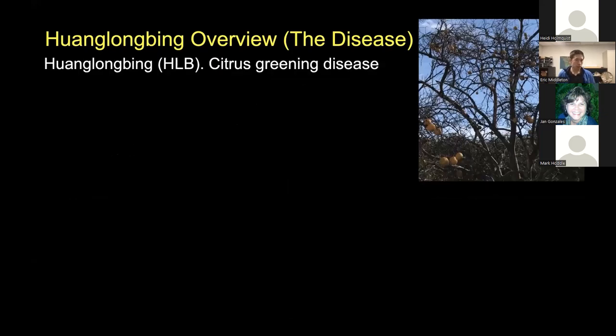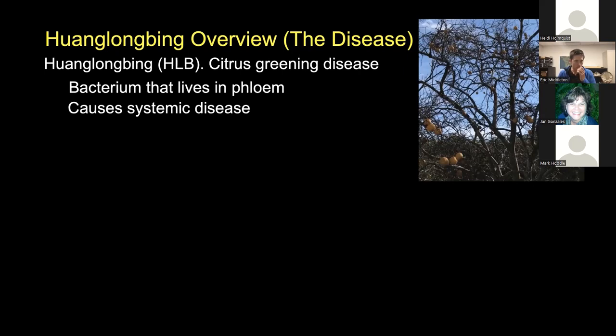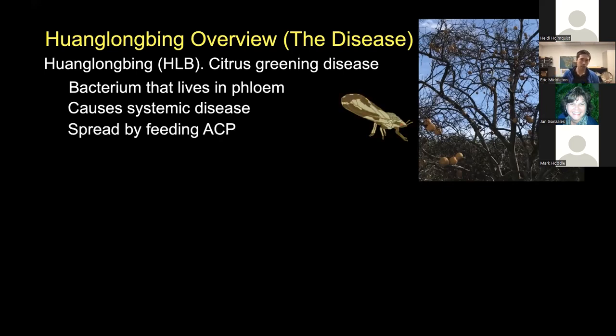Huanglongbing, abbreviated HLB, also known as greening disease or citrus greening disease, they're basically all interchangeable. It's a bacterium that lives inside the phloem of the tree, and it causes a systemic disease where all different parts of the tree end up being affected. It's spread by feeding Asian citrus psyllids. Both the adults and larvae can pick it up, but the adults are the ones actually moving around, so they're the ones potentially transferring it from tree to tree. And currently, there is no cure for this disease.